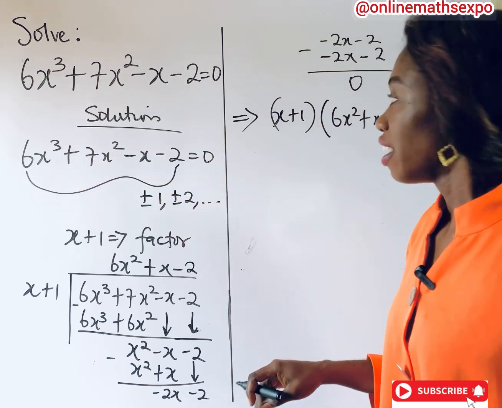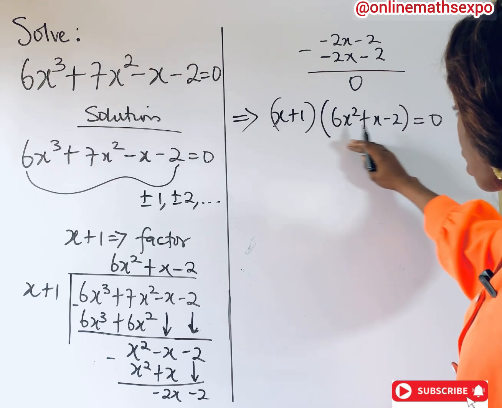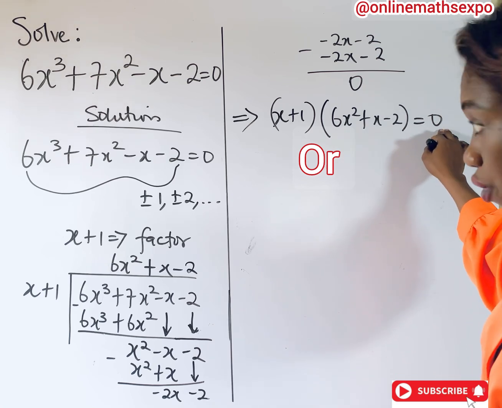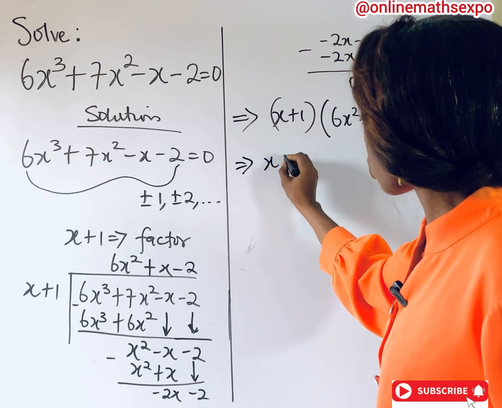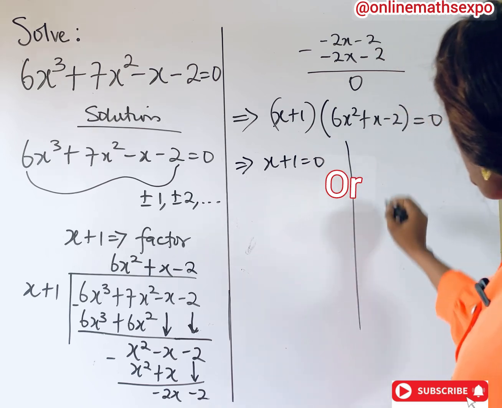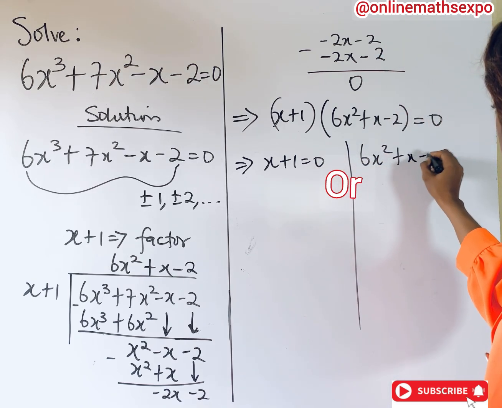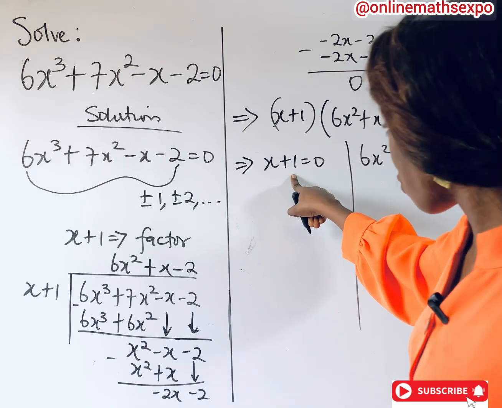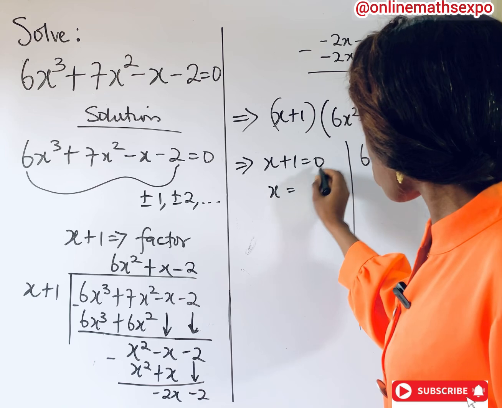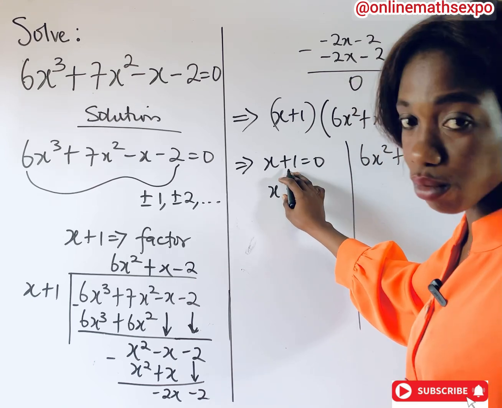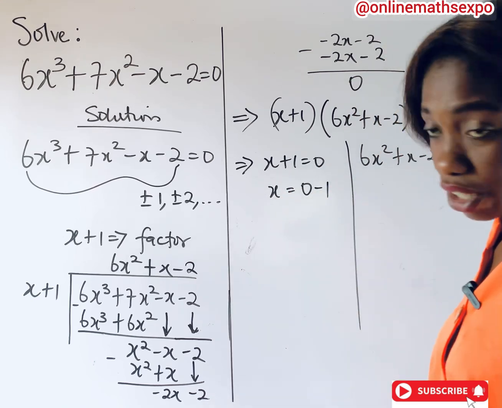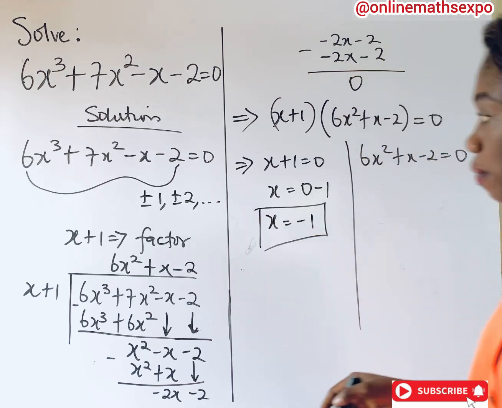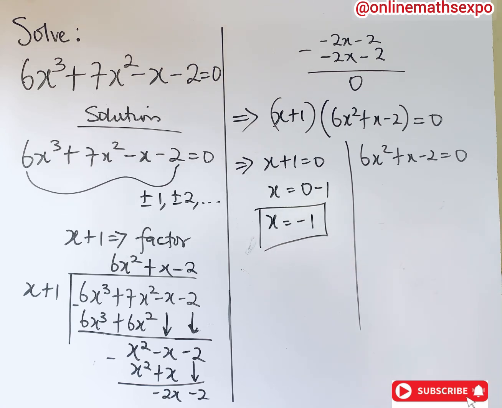I hope you are there. Now, what do you do again? When you have this equal to 0, it means that this is 0 and this is also 0. So what it means is that x plus 1 is equal to 0. Okay? And 6x squared plus x minus 2 is equal to 0. Now, what do you do here? You remove 1 from both sides. So x will give us 0. If you remove it here, it becomes 0, and if you remove it here, it becomes 0 minus 1. So x will give you negative 1, which you've already said earlier. Okay, now we've gotten this x as negative 1.